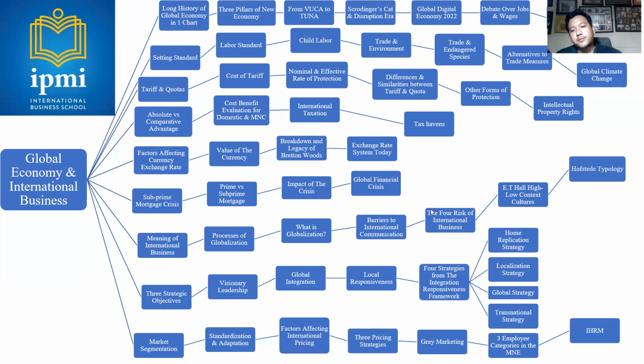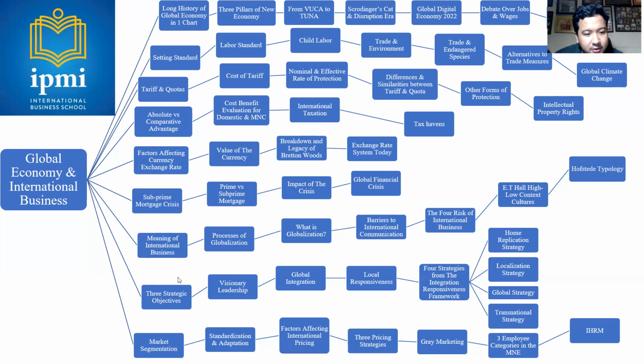And move along, there are the four risks of international business. There is the cultural risk, commercial, country, and currency risk. And we'll also discuss the theories of culture. First is the E.T. Hall high-low context culture, which explains the low context, which relies on explicit explanation, and the high context that emphasizes nonverbal language. The last theory of culture we can see is the Hofstede typology, which explains individualism versus collectivism, power distance, uncertainty avoidance, and masculinity versus femininity.